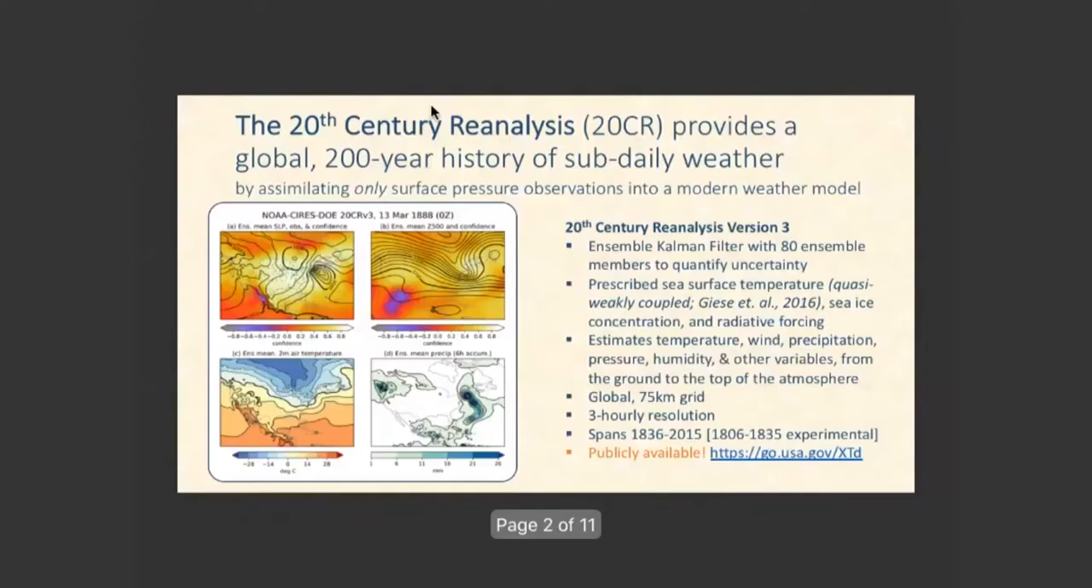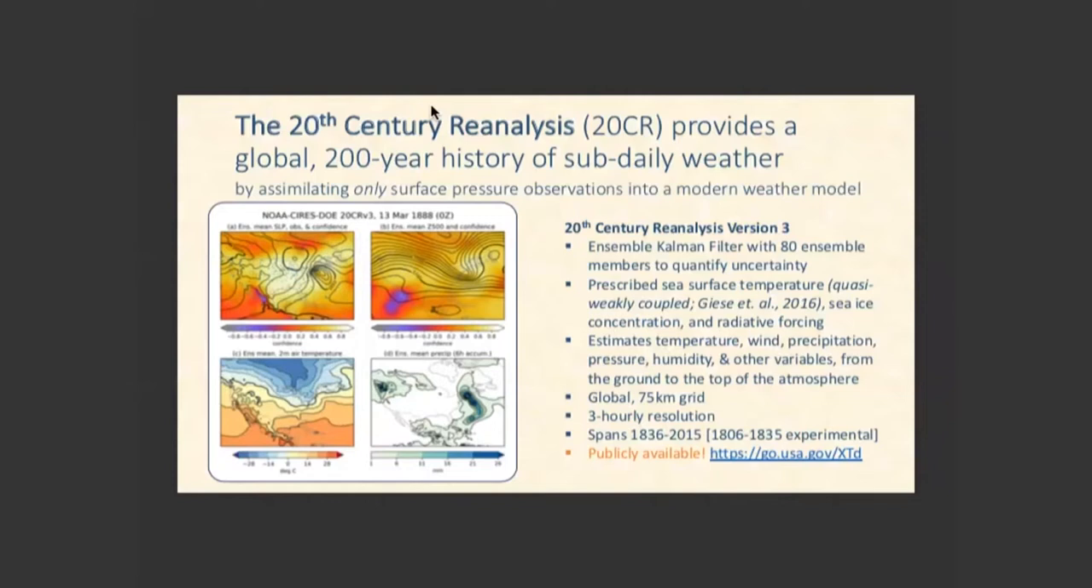In particular, I work on the 20th century reanalysis. And I hope a lot of you are familiar with this, but for those in the audience who aren't, I just wanted to introduce it. So it provides a global 200-year history of subdaily weather, and it does this by assimilating only surface pressure observations. So we've talked a lot about consistency in time, and one of the ways that we can go back further in time while avoiding as many artifacts due to changes in the observing system as possible is to reduce the observing system down for the entire thing. And so we have reduced it down almost as far as you can get, and just assimilate surface pressure observations.